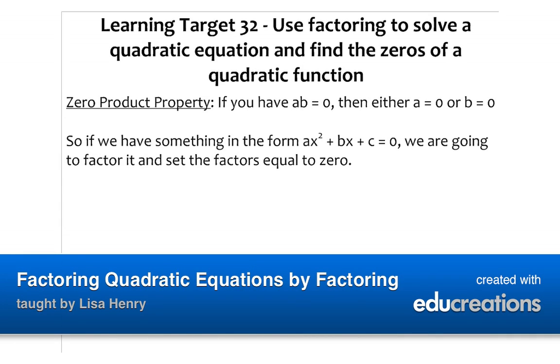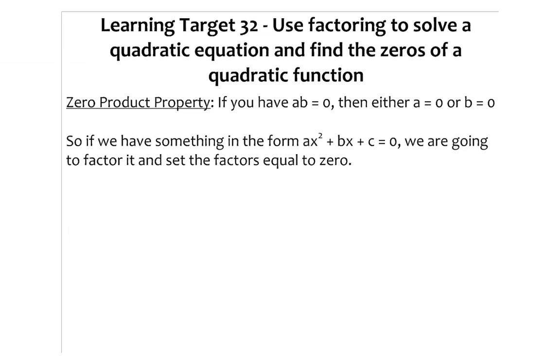This screencast goes over learning target 32, which is to use factoring to solve a quadratic equation. The big principle we're working with is the zero product property, which says if I've got A times B equal to 0, then either A's got to be 0 or B's got to be 0. In order to make that happen, we have to first make sure we do have our equation equal to 0.